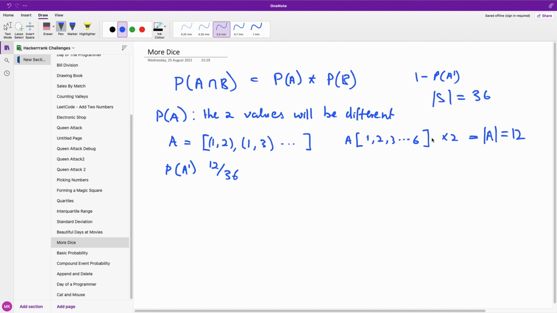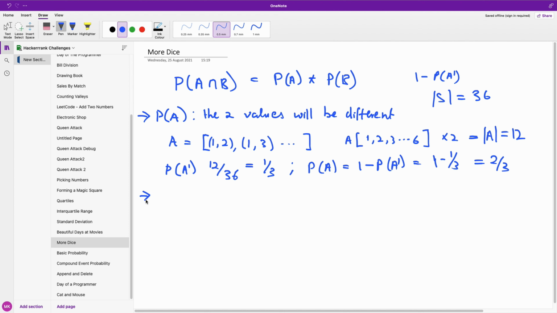In this case, we are talking about the probability that they will be the same, right? And this is going to give us 1 over 3. Therefore, the probability of A will now be 1 minus the probability of A bar, which is 1 minus 1 over 3, and that's going to give us 2 over 3. So this is the first part.